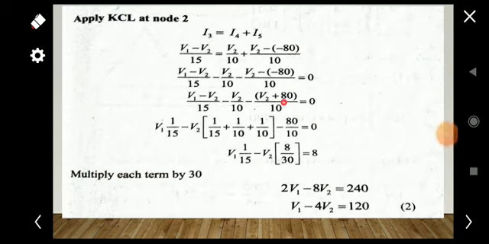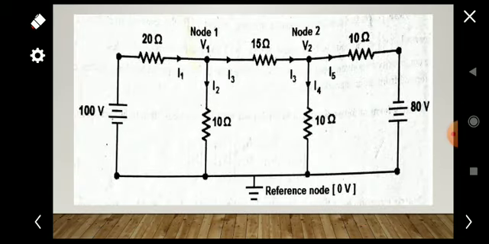And for node 2, we know that I3 is equal to I4 plus I5, as per the figure in node 2, because the current entering is I3, and I4 and I5 are the leaving currents. Okay, so the equation for I3 is (V1 minus V2) by 15, and I4 is flowing from V2 to the ground, that is the reference node, so V2 by 10.